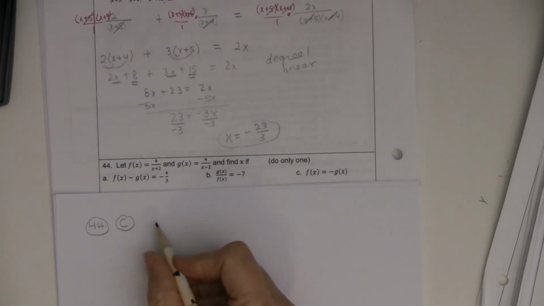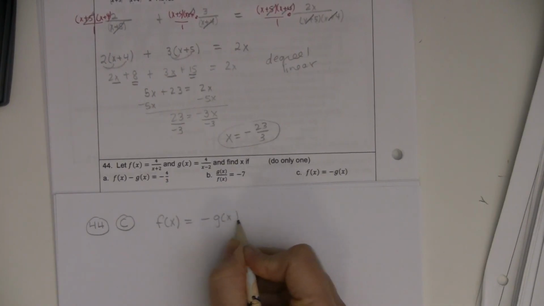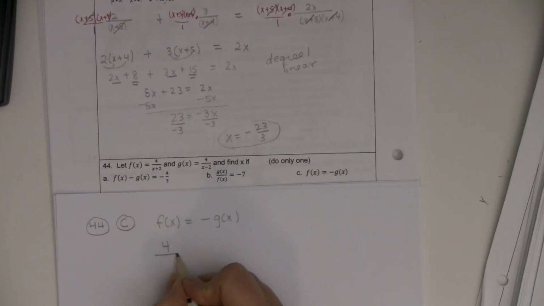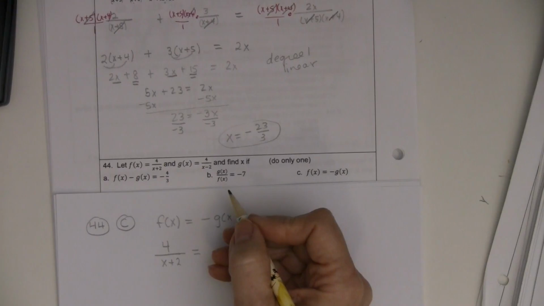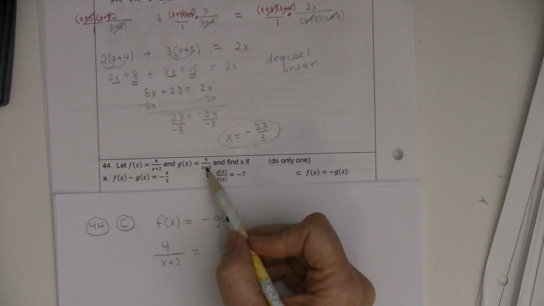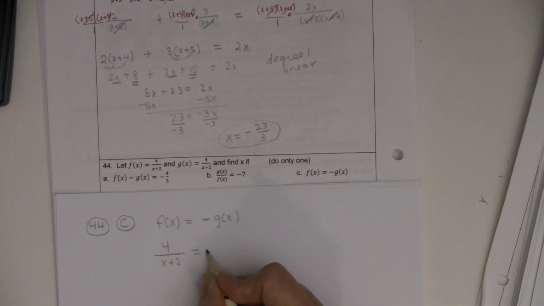And so it says, C says f at x equals negative g at x. So f at x is 4 over x plus 2, using our function notation from chapter 6. And then g at x is 4 over x minus 2, but remember it has negative here, so it's negative of that fraction 4 over x minus 2.